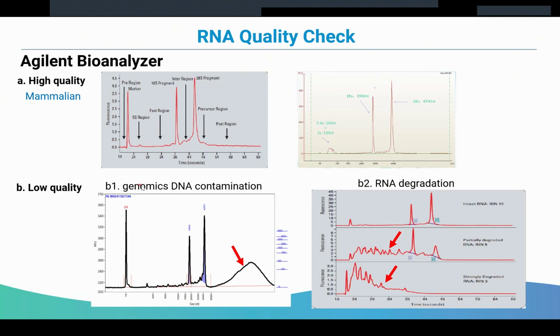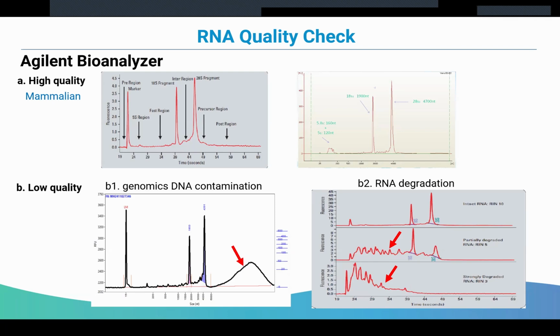And here in picture B1, we can see another peak above 6,000 nucleotides long, indicating that this is a genomic DNA contamination peak. And for the degraded RNA, the peaks of the ribosomal RNA disappeared, you can see from here. And we can see many small peaks in this region, and they are mainly the degraded ribosomal RNAs.